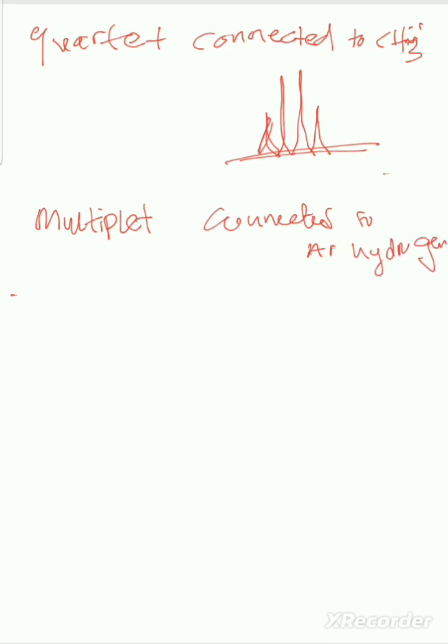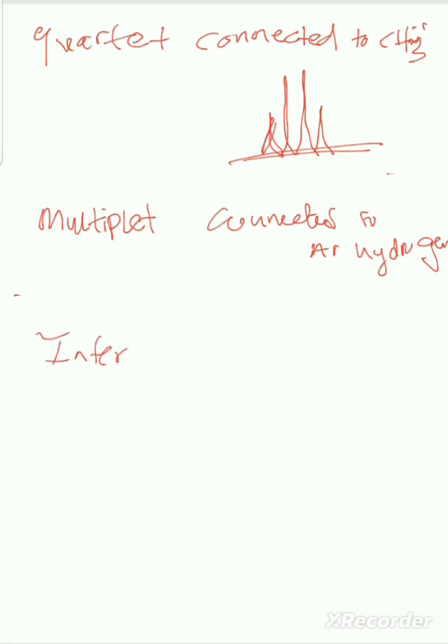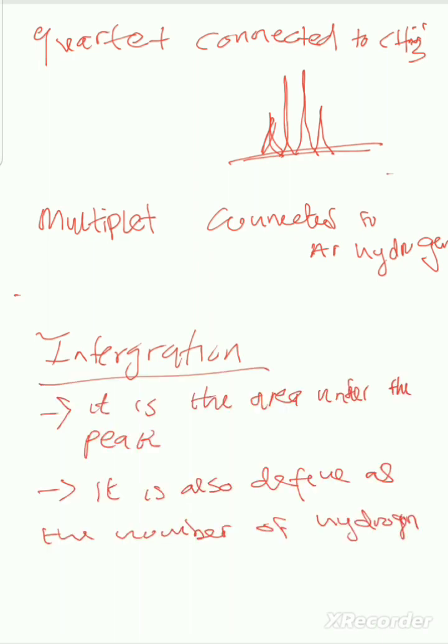All right, so we are done with the splitting effect, which is spin-spin coupling. Let's look at the integration. Integration can be defined as the area under the peak, and it is also defined as the number of hydrogens. You may be given a 3, which means the integration is 3, so the number of hydrogens is 3.